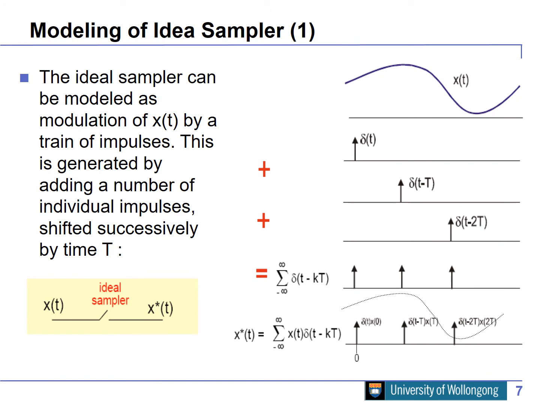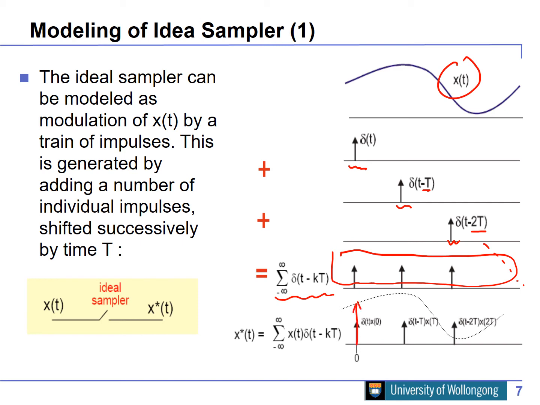So we have one delta function, and how about we have another one with a delay of T, have another one with delay of 2T, and so on. And we add them together, so we have a train of delta signal, represented by sigma of delta(t minus kT). And then our original signal is x(t). What about we multiply these two together? Pretty much you get samples at each one of these whenever you get a delta(t).